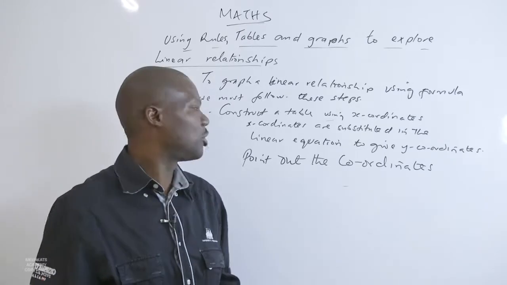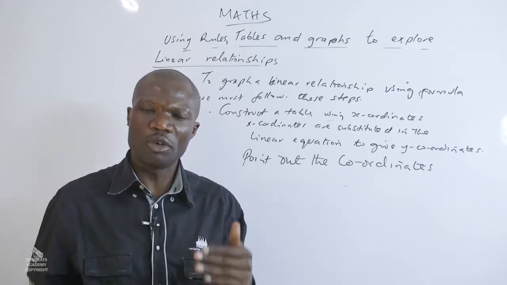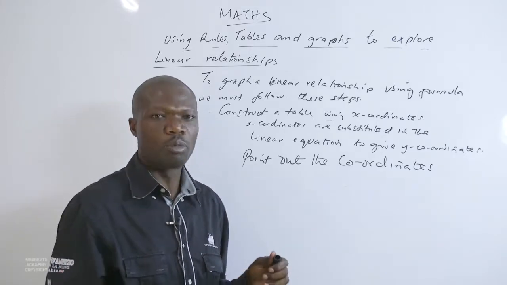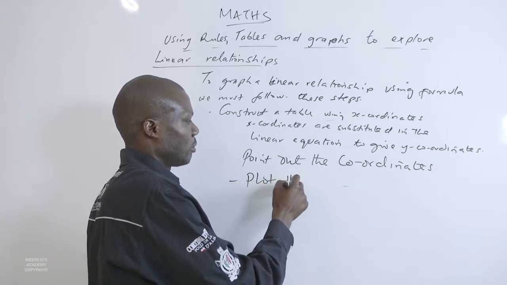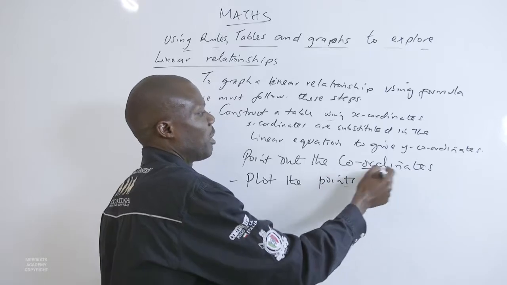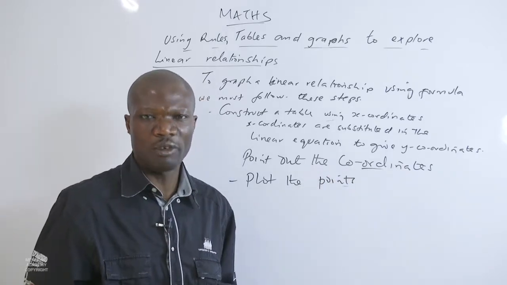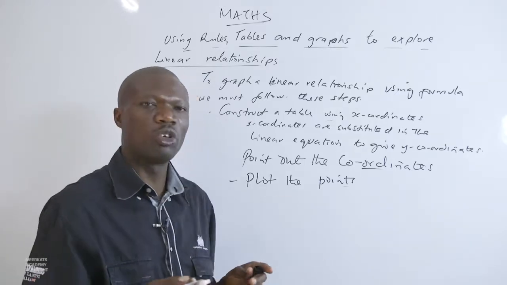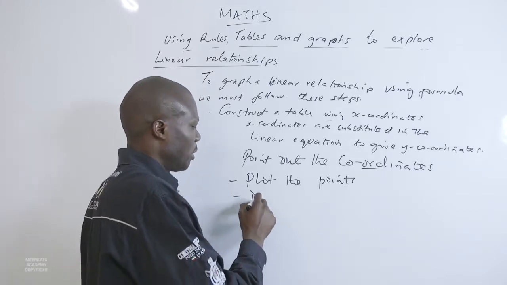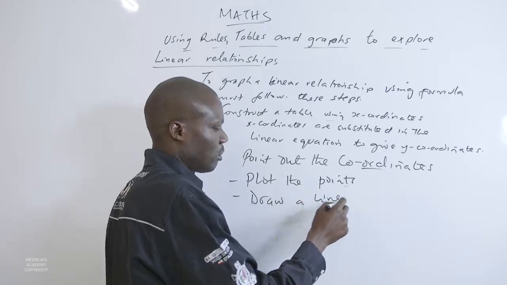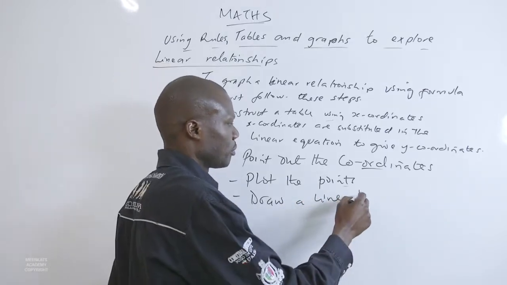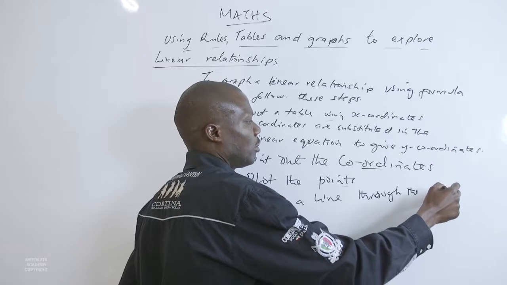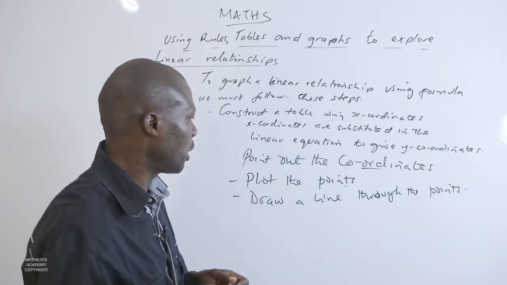So the moment you have pointed out which coordinates you have, you go ahead and start your plotting on a graph. So you plot the points. Remember, it is using the coordinates that you have been able to identify from the table. After that, join those points, and you'll find that you will be drawing a line. You should draw a line through the points.